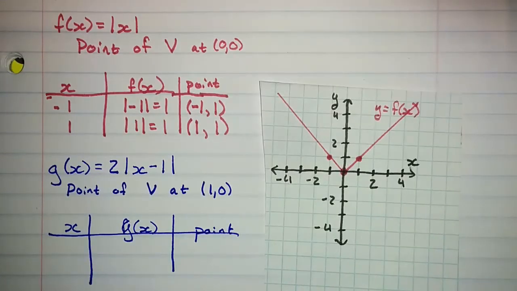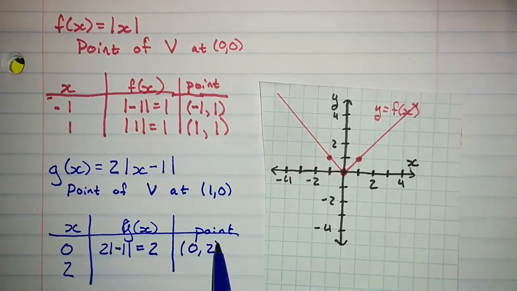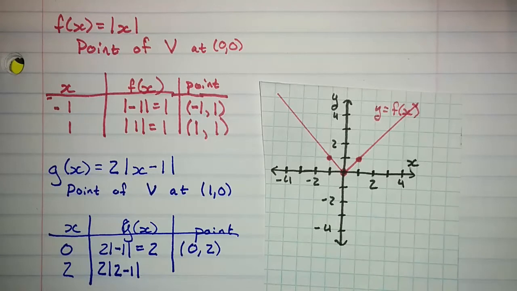I'll take maybe 1 less than 1, so x is 0, and 1 more than 1, so x is 2. g of 0 is 2 times the absolute value of -1. That's 2 times +1, so it's 2. That gives me the point 0, 2. x equals 2. That's 2 times the absolute value of 2 minus 1. 2 minus 1 is just 1. 2 times 1 is 2 again. So that gives me the point 2, 2.